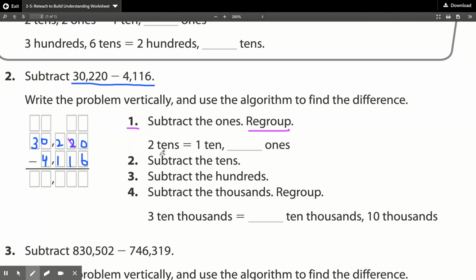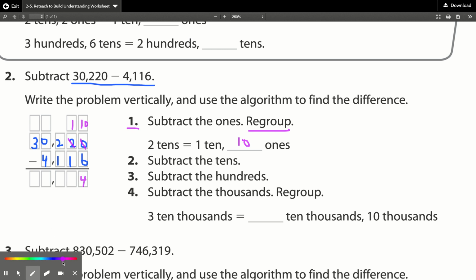And they give us a little hint here that if I have two 10s, that's the same thing as 1 ten and 10 ones. It's 10 and it's 10, that's 20. So that's just two ways to write that. So my two 10s is going to turn into 1 ten and my 0 ones is going to turn into 10 ones. Again, we're starting all the way over here to the right. 10 minus 6 equals 4.